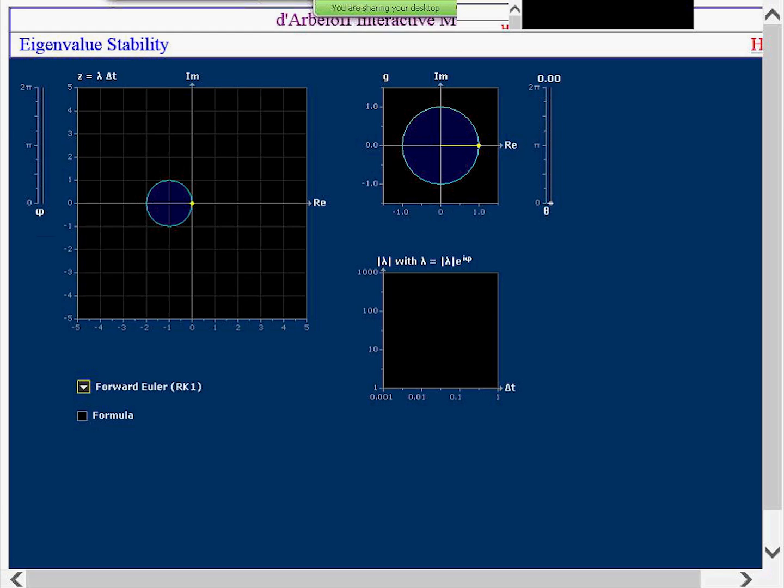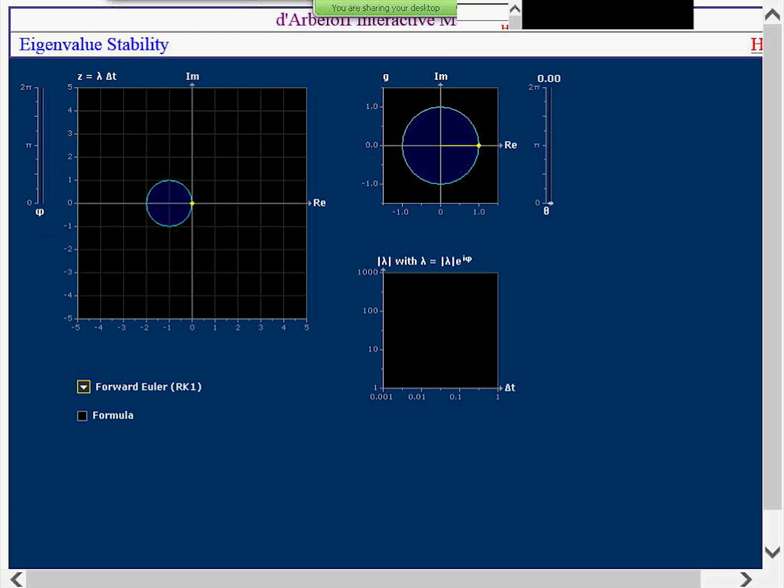Okay, what if lambda is minus 500 plus 1,000 times i? Even if lambda is minus 500 plus 1,000 i, if you make delta t equal to 0.0001, you're going to be fine, right? You're going to shrink your eigenvalue times delta t into here, and you're fine.